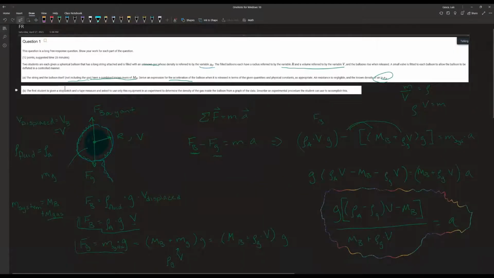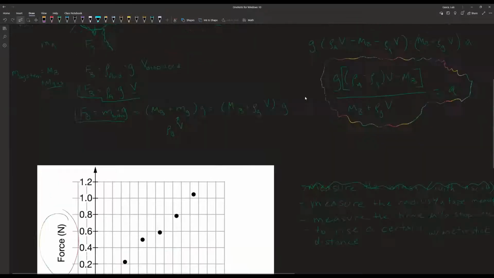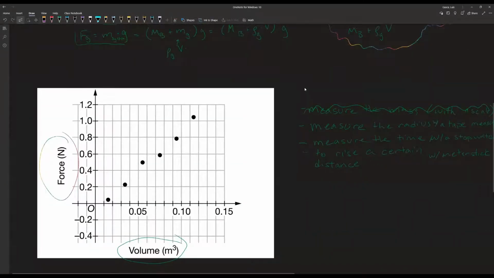So the student is given a stopwatch and a tape measure and asked to use only this equipment in an experiment to determine the density inside the balloon from a graph of the data. Describe. Okay, so we cannot actually measure the mass in this case, but we can measure the radius and the heights to get the accelerations and the sizes of the balloon and the time that it took it to move up. And then, like all experiments, repeat multiple measurements.